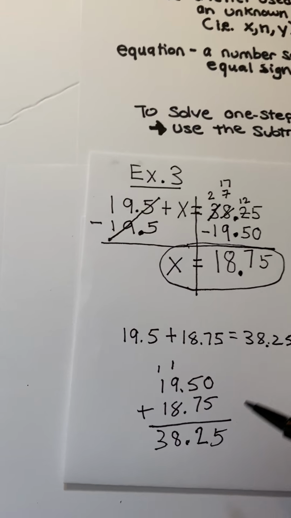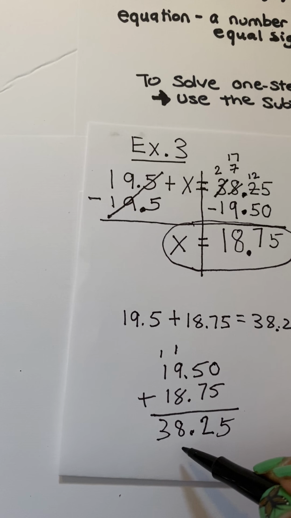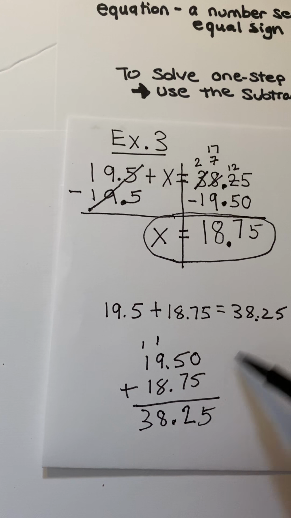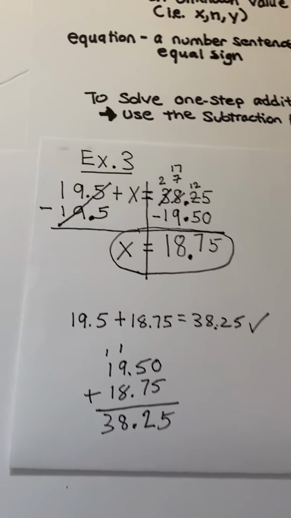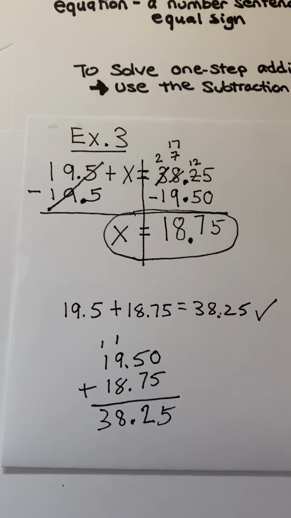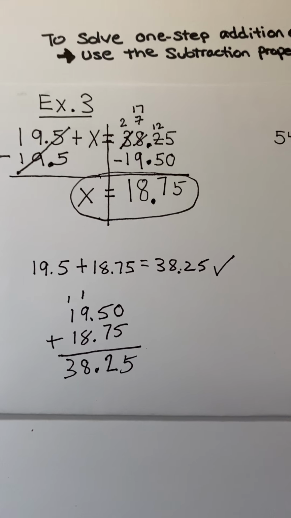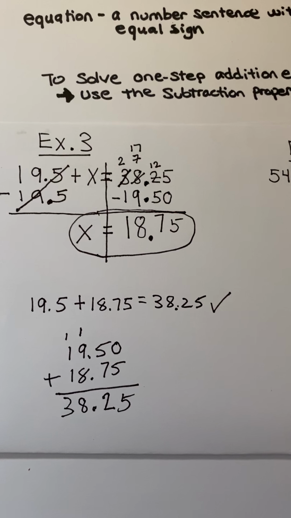So this plus this equals 38.25? Yes, it does. So these two numbers added together definitely check off, and everything matches. So that is another example of something a little bit harder than what we did yesterday. And we're solving one-step addition equations with decimals.